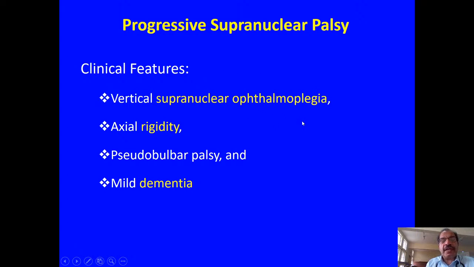So initially the patient will have abnormalities with the vertical movement of the eyeball, upward and downward. Subsequently other movements may be affected. Other feature is the patient will have hypertonia in the form of rigidity. It affects the entire body, but mostly the axial skeleton, the neck and back, etc. And subsequently the patient may have features of pseudobulbar palsy. So patient may have some bulbar dysfunction, some emotional instability, or pseudobulbar palsy type features may be there. And later the patient will develop higher mental dysfunction in the form of dementia.